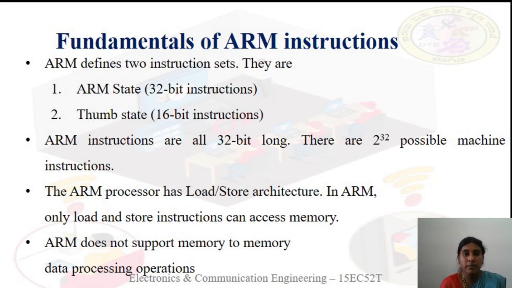So, our ARM supports only register to register movement, register to memory movement and memory to register movement. But our ARM won't support memory to memory movement. Keep in mind, memory to memory movement in ARM is impossible. So, before doing any data manipulation, you have to store the data or fetch the data from the memory. Then you have to do the manipulation in registers only, right?